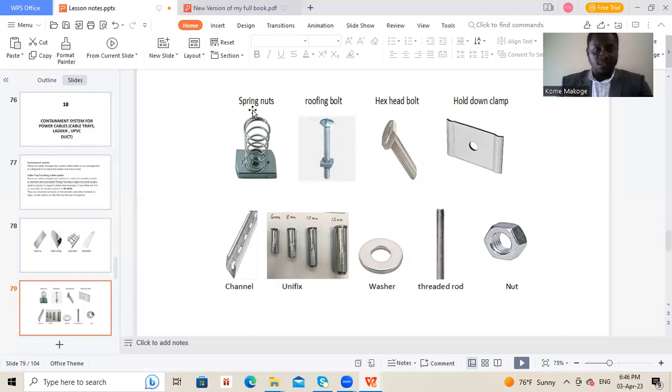The first is going to be the spring nuts. We have a roofing bolt. We have hexagonal head bolt. We have hold down clamp. We have the channel. We have Unifix. We have washers. We have threaded rod, and we have nuts.